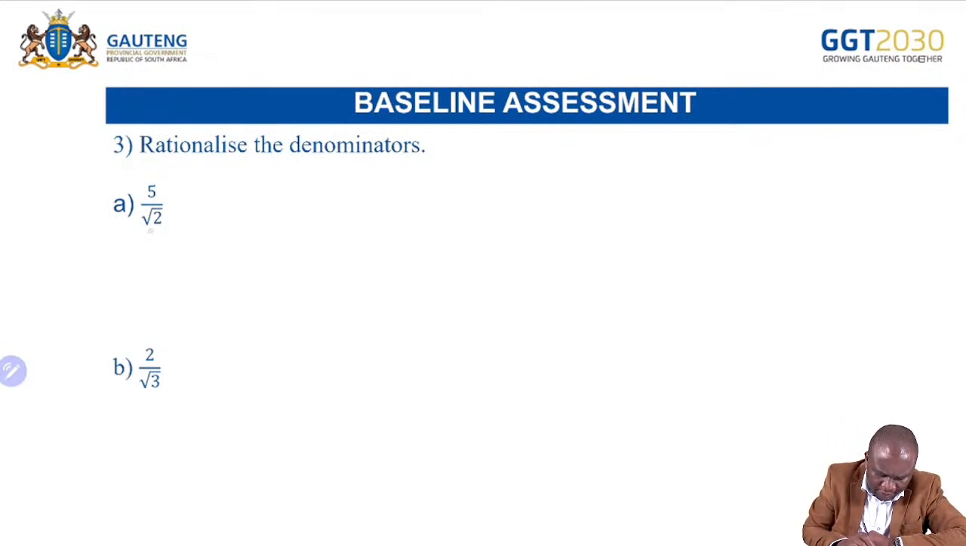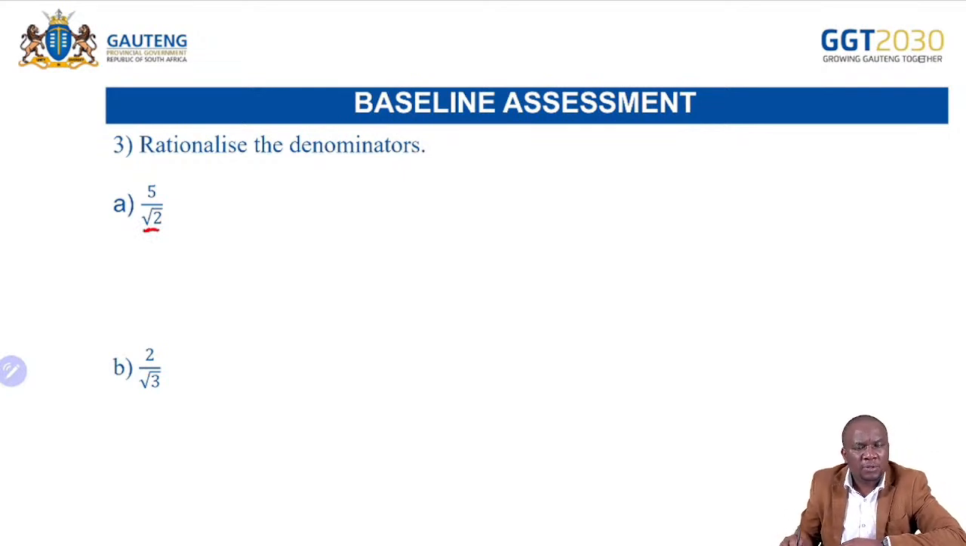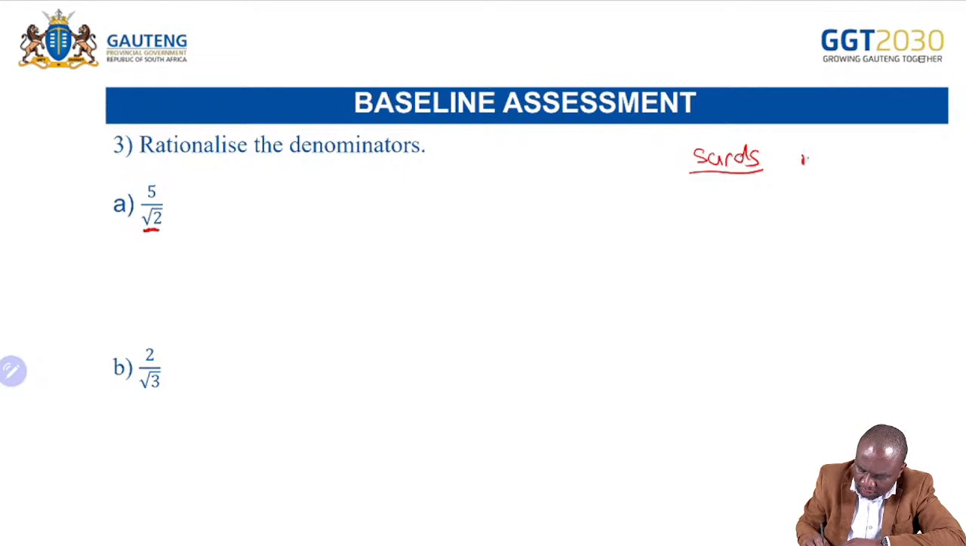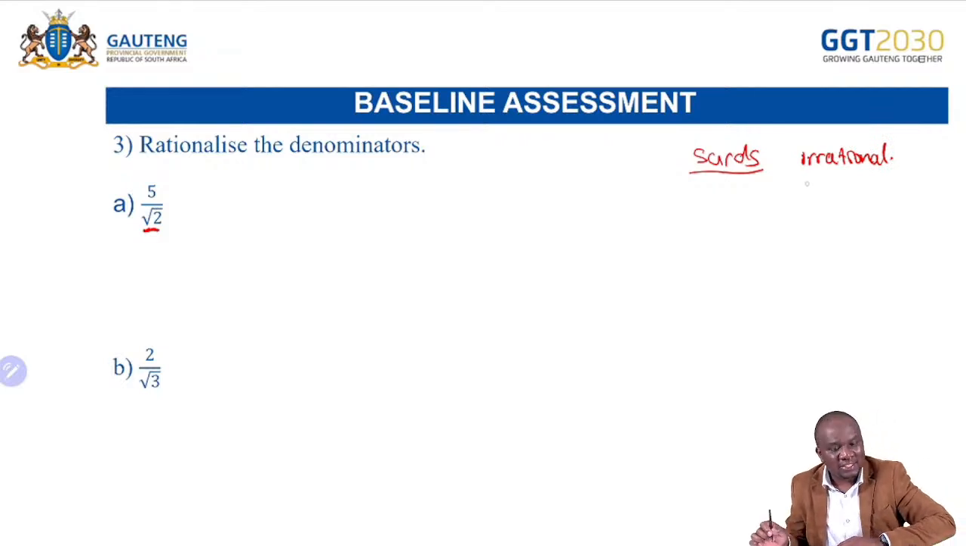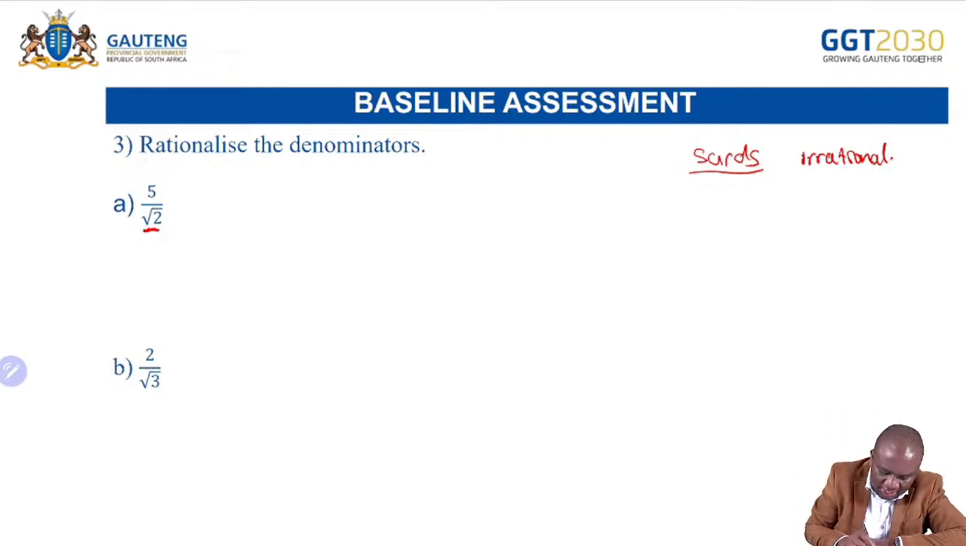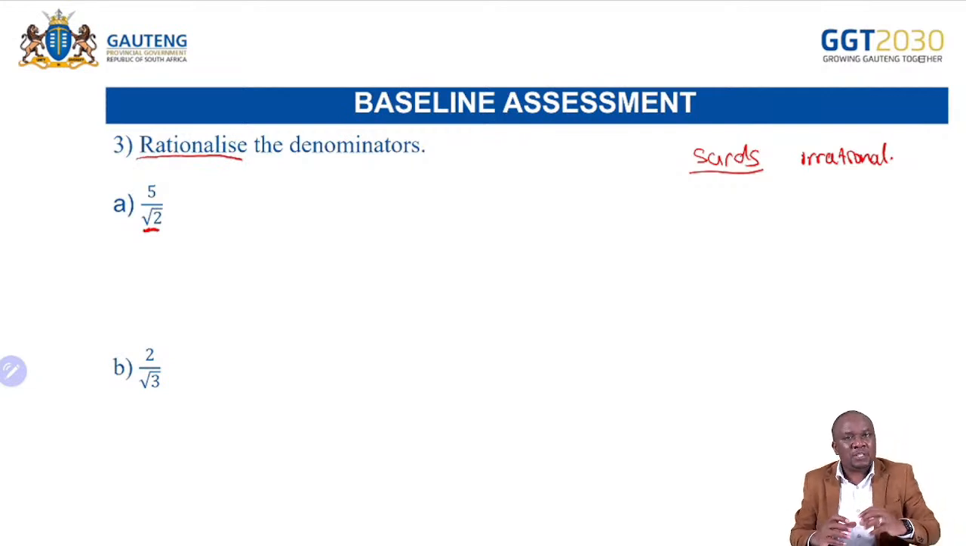What type of number is square root of 2? You have done the number system, isn't it? You know rational and irrational numbers. So square root of 2 is irrational. But now we're asked to rationalize it. It means it must be rational.